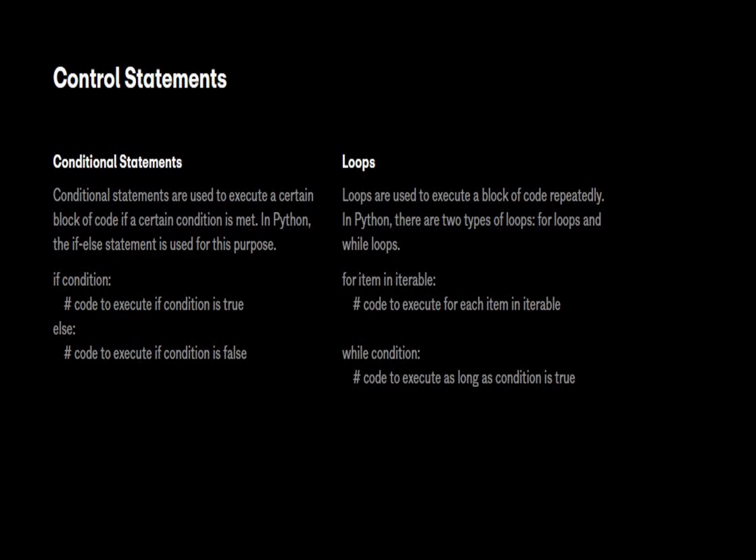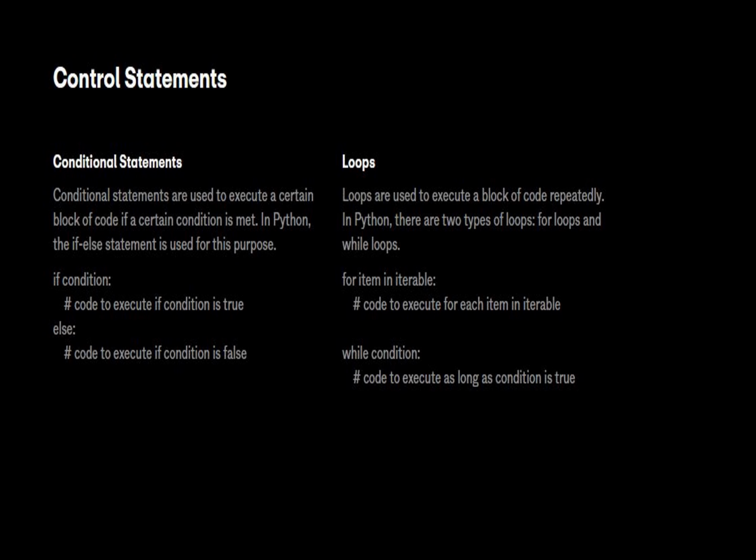In every programming language, there will be control statements for a program. In Python, these are conditional statements and loops. Conditional statements are used to execute a certain block of code if a certain condition is met. In Python, the if-else statement is used for this purpose. If condition: execute if the condition is true. Else: execute if the condition is false.